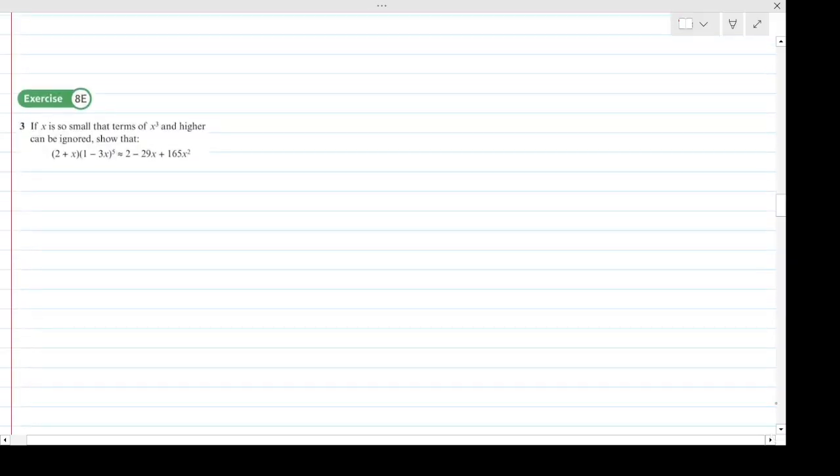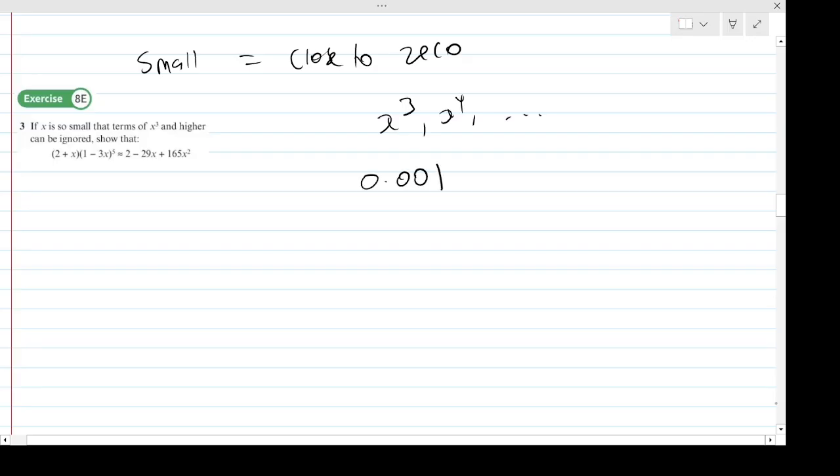So it says if x is so small, remember small means it's close to 0, remember, as we discussed, if x is so small that terms of x cubed and higher can be ignored. So again, if we have x cubed and then x to the 4 and any powers of x above it, then if it's close to 0, say 0.001, if we raise it to the power of 3, or 4, or 7, or so on, that would effectively go to 0, so we can ignore it, okay? So that's the idea behind this. So ignore any terms of x cubed or higher.